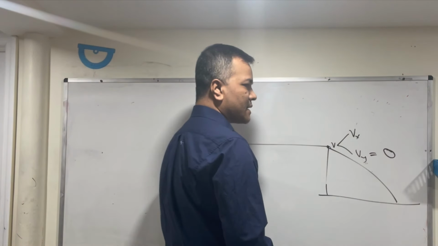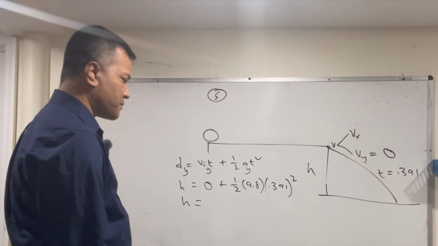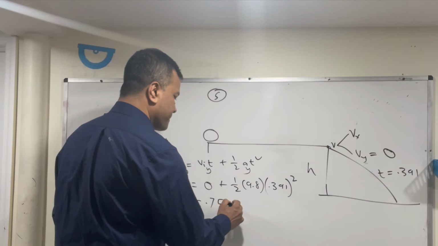Height: d is equal to v t plus half a t squared. Now, x or y? Which one gives you height? y. Good. So height is equal to what? Vy is 0 plus half 9.8 t squared. I gave you t. 0.391. Height is how much? 0.75. 0.75.